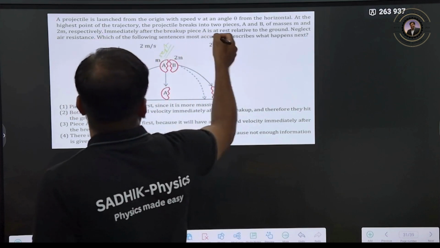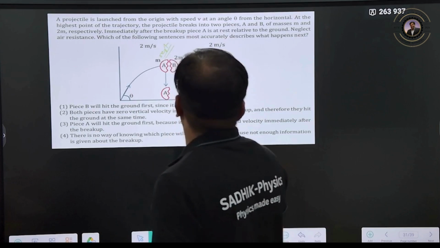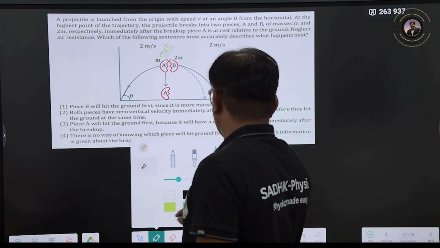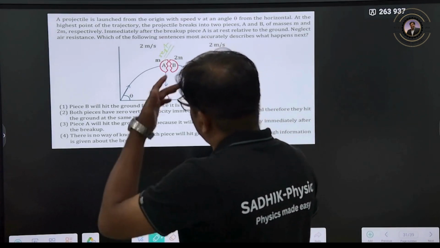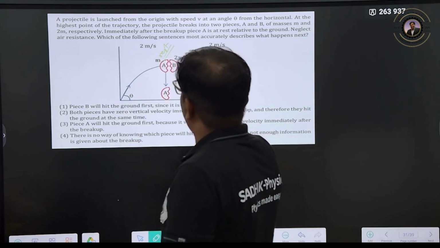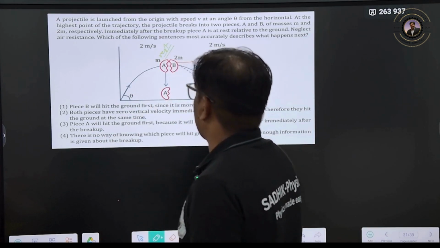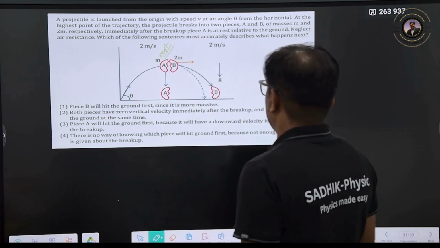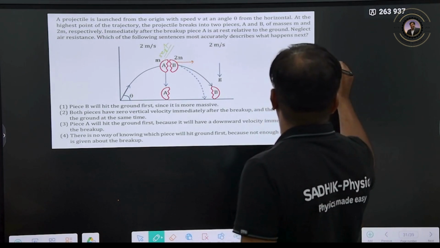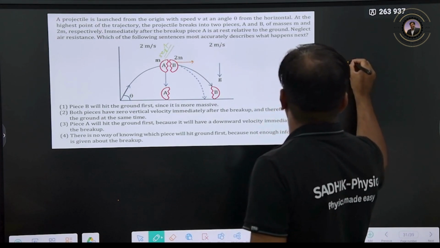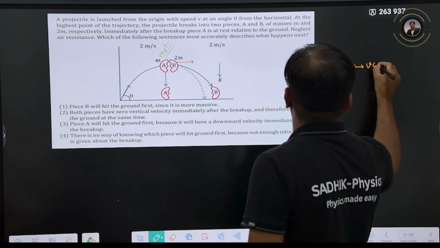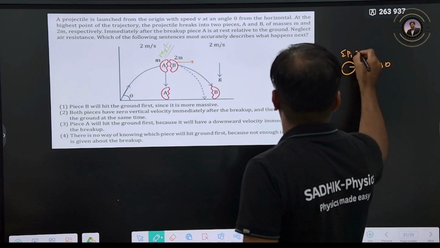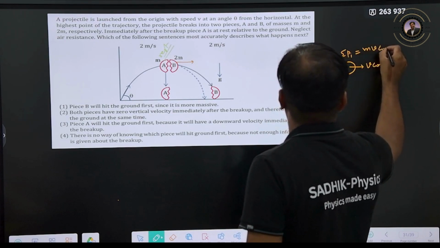Therefore, which of the following statements is most accurate to describe what will happen now? So here A is at rest, which means it will compulsorily fall straight down. B will be moving with this speed. What is the speed at the highest point? What will be the velocity at this highest point? V cos theta. So the initial momentum is m v cos theta.